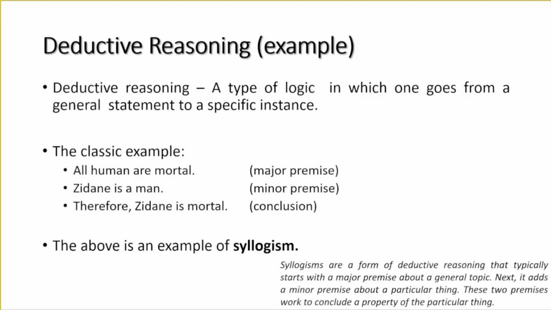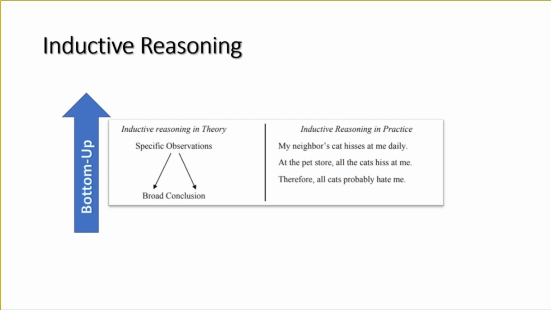So that is deductive. Deductive means a type of logic which goes from the general statement to the specific. Okay. So all humans are mortal. So this is the example. Zidane is a man. So therefore Zidane is mortal. So is this particular thing true? Not necessarily true, because mortal is a different kind of thing, right? Okay. So inductive reasoning. So we have bottom up.